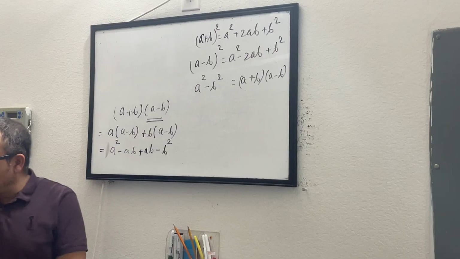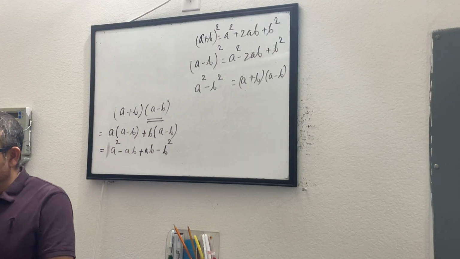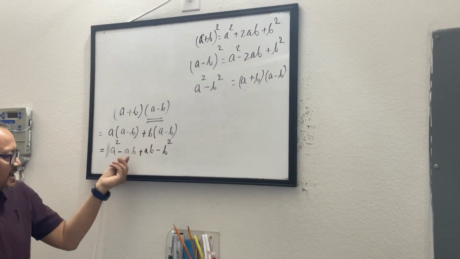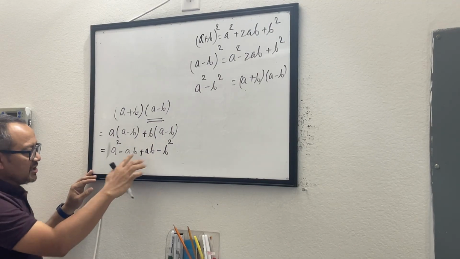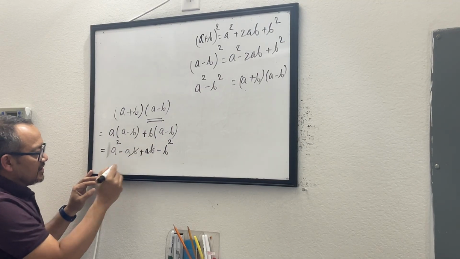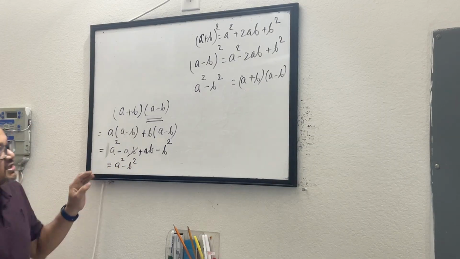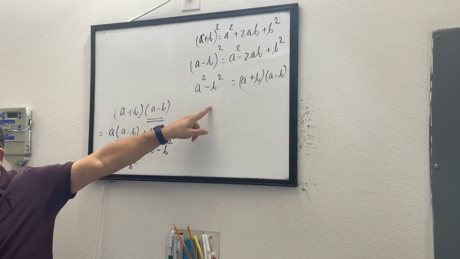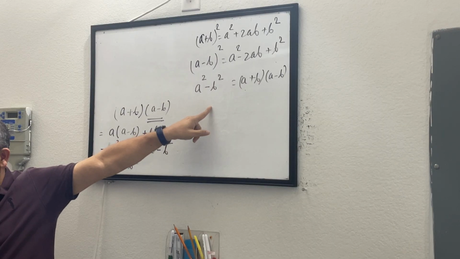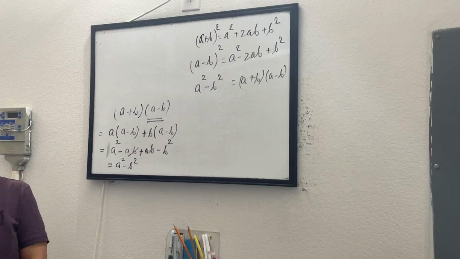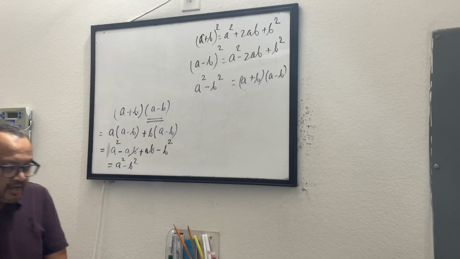Now let's say AB is a person. I have a plus AB and a minus AB. They will cancel out each other. So what I will be left with is A square minus B square. This is the formula I was talking about. Yeah? Make sense? Adya, Aditri, Geeta, everybody okay?